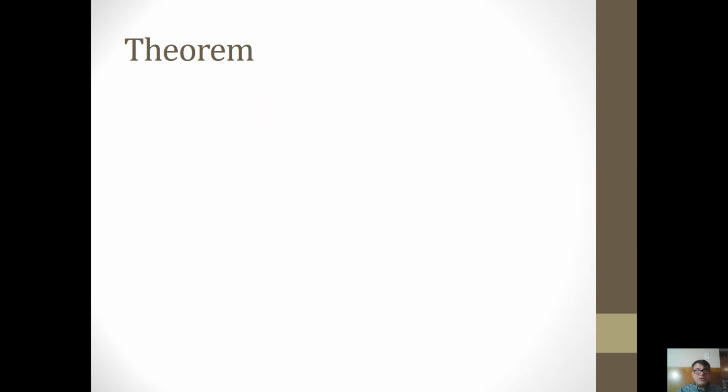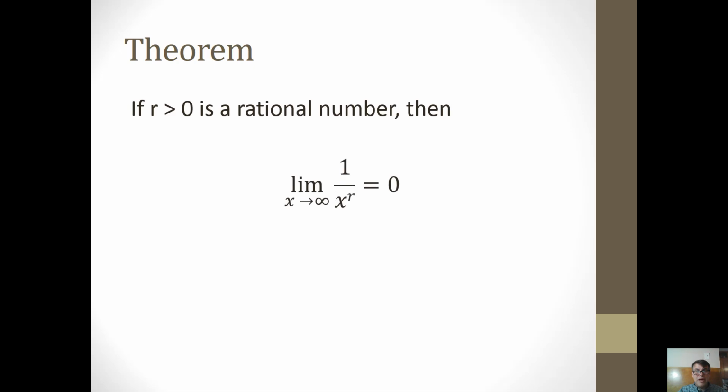Okay, so here's a theorem that is demonstrated in the particular section I'm looking at. Let's say that r greater than 0 is a rational number. A rational number, again, can be put in the form of a number divided by a number. The bottom can be 1, so this includes integers and whole numbers and all those other good things. Then the limit as x approaches infinity of 1 over x to the r equals 0.